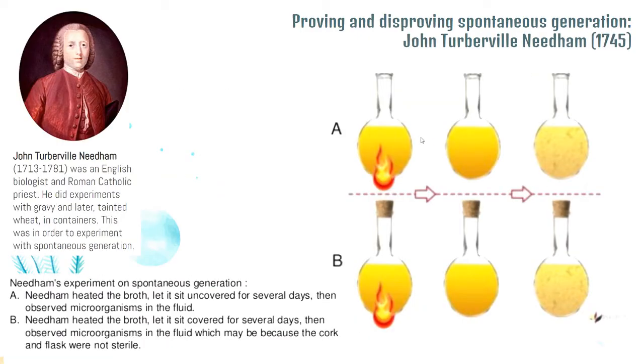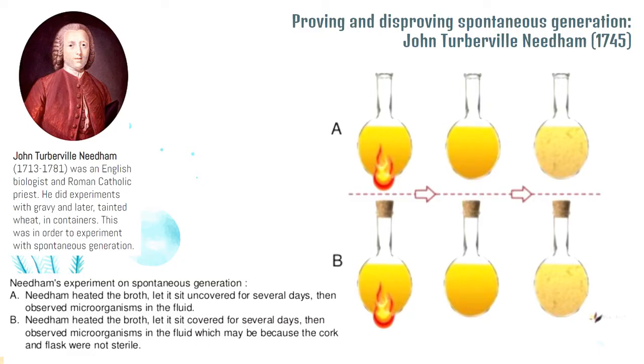People were still unconvinced with Redi's results, and it created this back and forth communication between scientists as they tried to prove or disprove spontaneous generation. Now, the next major event came from John Turberville Needham's experiment in 1745. Needham was an English biologist and Roman Catholic priest. He did experiments with gravy. This time he boiled the meat and used the broth as his experimental setup in tainted wheat and containers. What he was trying to prove was that spontaneous generation is true.